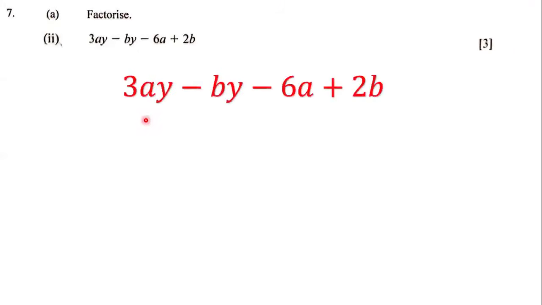So we have 3ay minus by minus 6a plus 2b. We're going to factorize this particular expression first, then we're going to factorize this expression. And so what do we have?